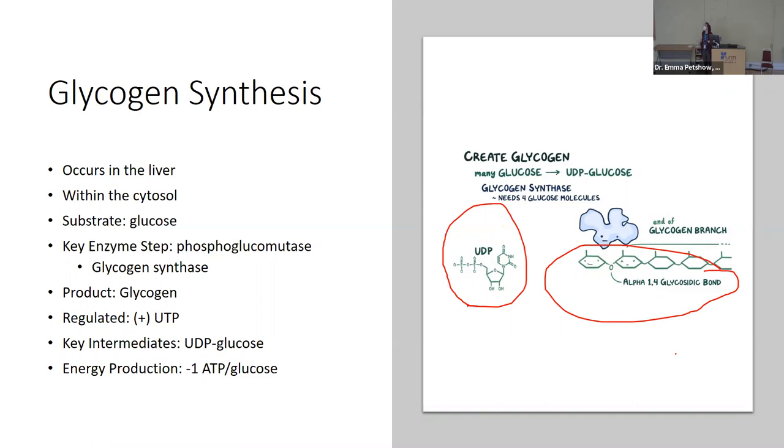But I think the key points here: it occurs in the liver tissue specifically. You obviously do have some glycogen in skeletal muscle tissue, but primarily this process is occurring in your liver tissue, and in the cytosol. And UDP glucose is your key intermediate. It's regulated by UTP. Uses energy, does not gain energy.